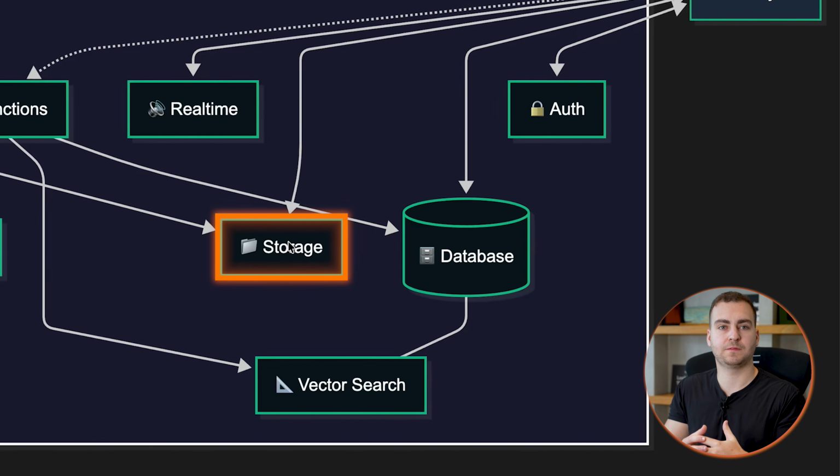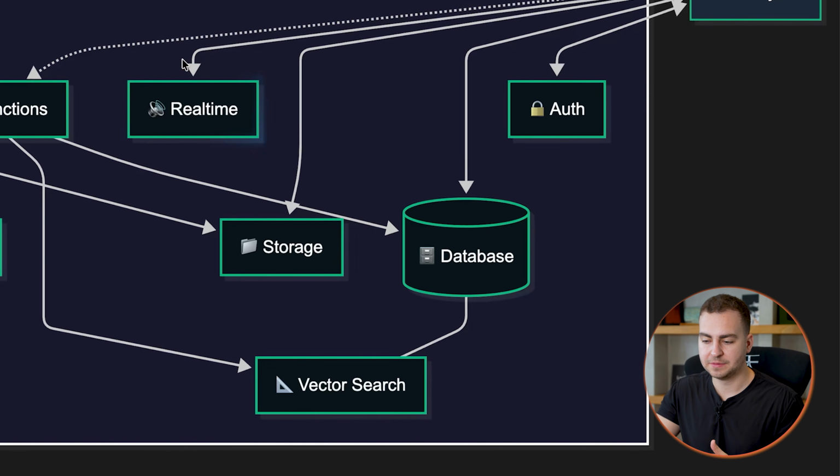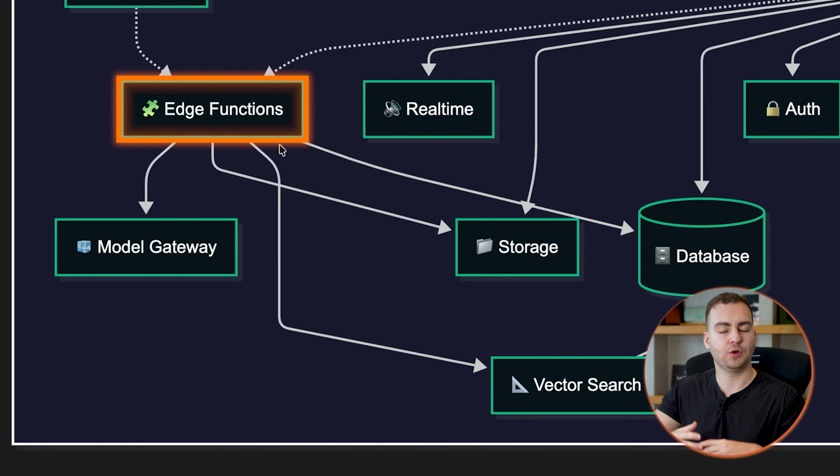Now, storage is usually for larger things like a document or a PDF. We need to handle that. What about real-time information? We want updates immediately. And then we have things like edge functions. We have all these operations that we need to run in the background. We need to run them in a secure environment. We can't just do it in the user's web browser. We need to run those on a server.